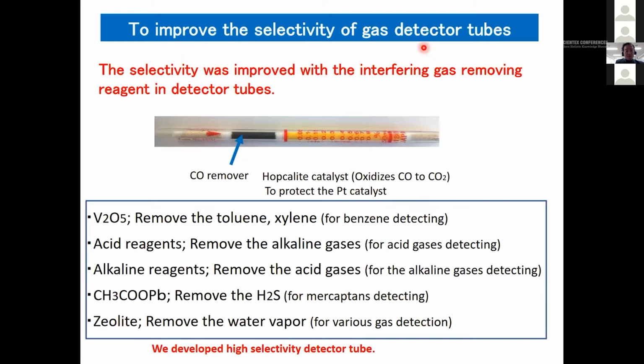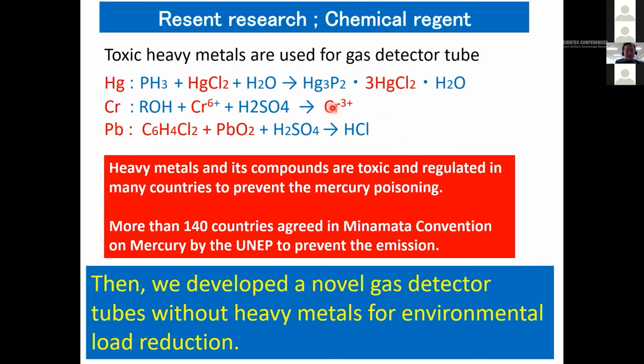We also improved the selectivity of gas detector tubes with selective gas removing reagents. These are examples of gas removing reagents. For instance, this is a CO remover, hopcalite. This catalyst oxidizes carbon monoxide to carbon dioxide. We can develop highly selective detector tubes with this reagent.